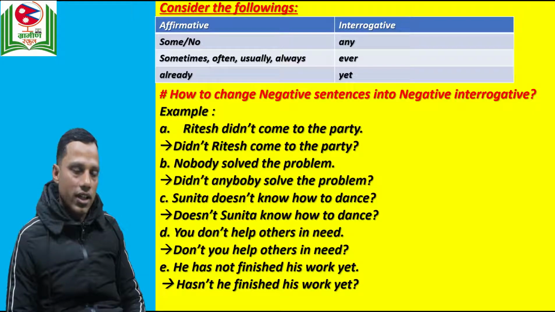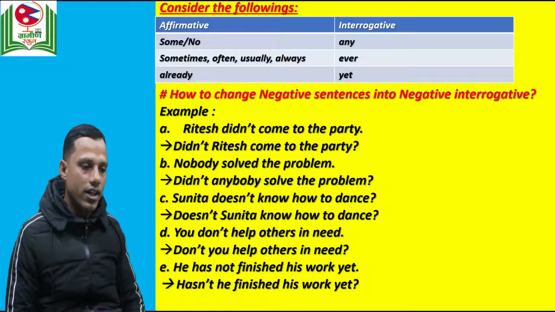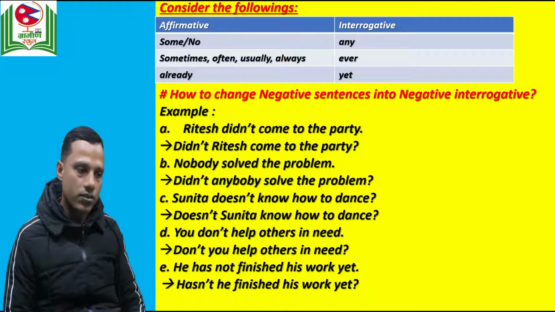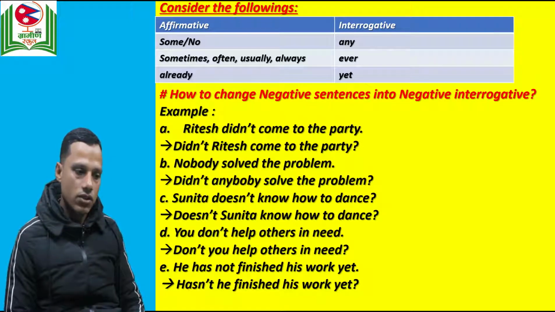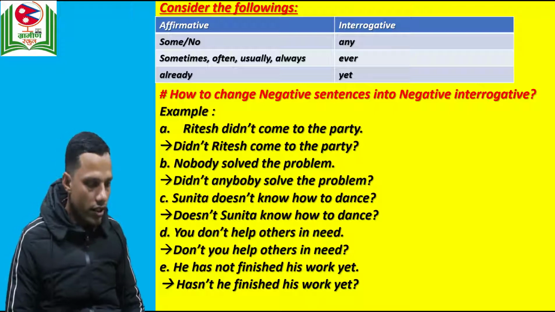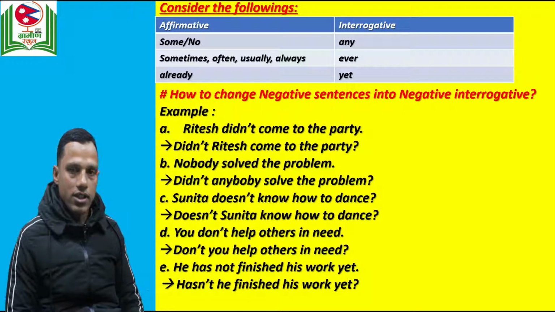Now we'll move to the next type, that is, how to change a negative sentence into negative interrogative. First of all we'll see some examples and then we'll generate the rules by ourselves. Number A, we have a sentence, Ritesh didn't come to the party. Now you can simply change this into negative interrogative as, didn't Ritesh come to the party? Number B, nobody solved the problem.